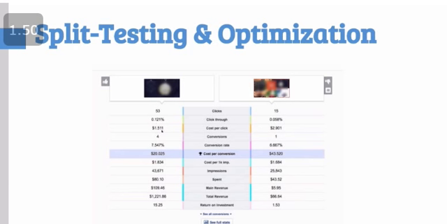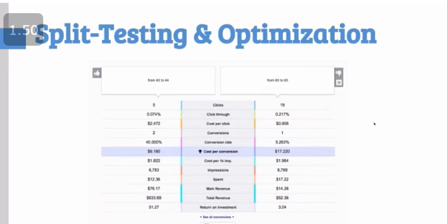You can see my cost per click is half as much on this one. My conversion rate is higher. My cost per conversion, dramatically lower. So again, I would have thought this would have been the image that would have won. Not the case. Split testing by age is critical.